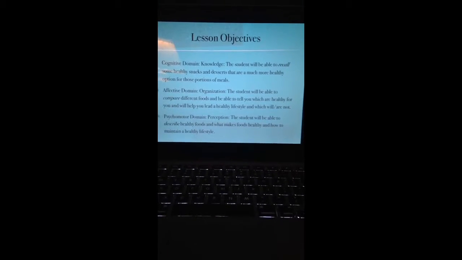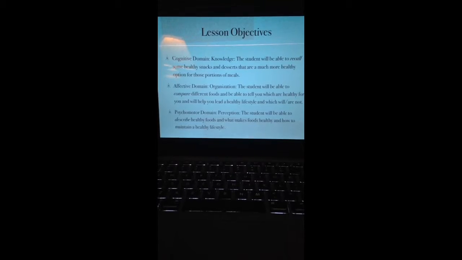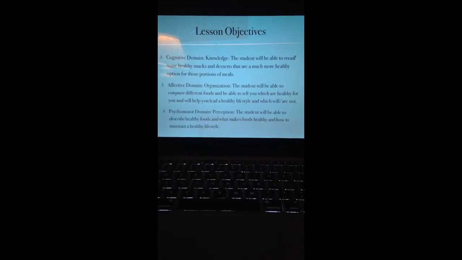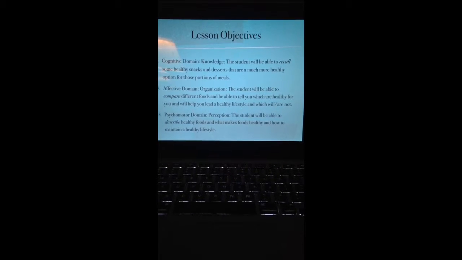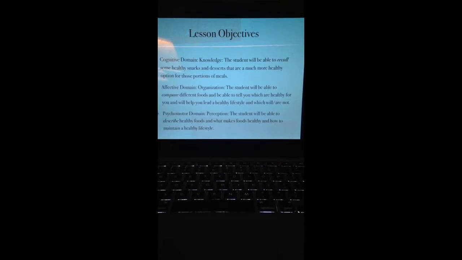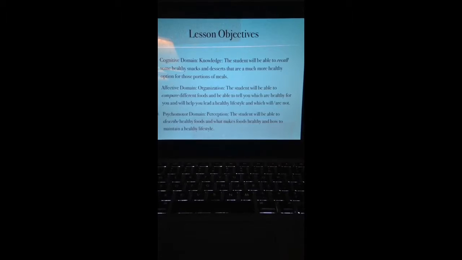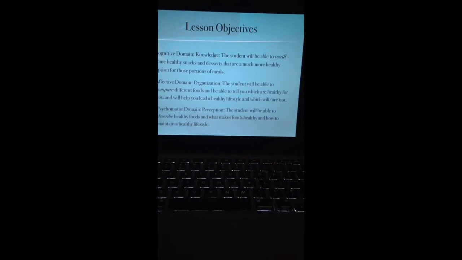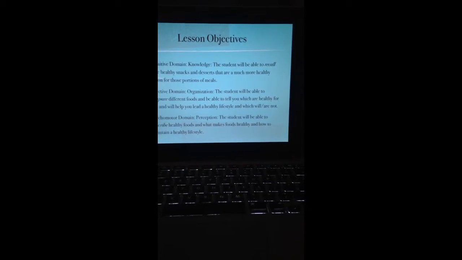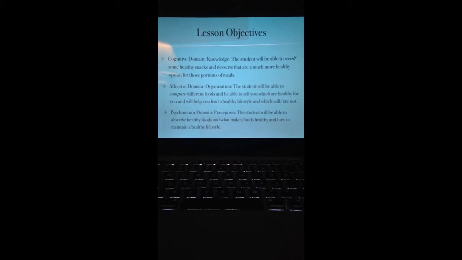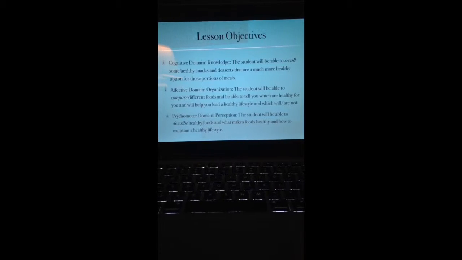The learning objectives are from Bloom's taxonomy. I have the cognitive, affective, and psychomotor. From the cognitive domain, I did the knowledge section. The student will be able to recall some healthy snacks and desserts that are much more healthy options for those portions of meals.